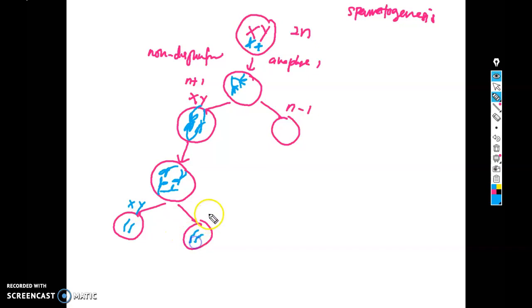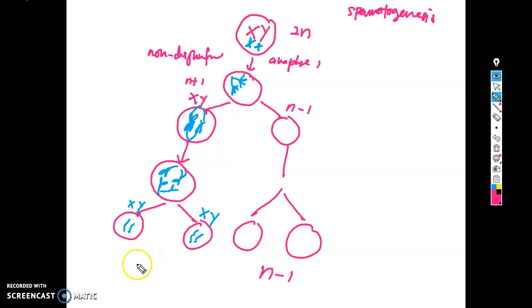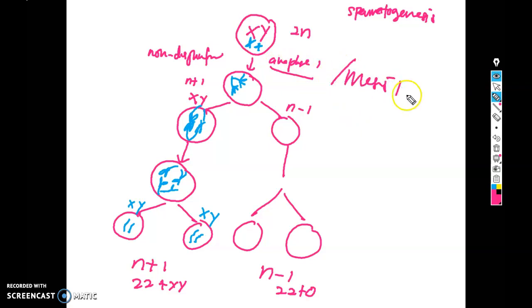X and Y. And here is like this. If we produce gametes with n minus 1 and n plus 1, which is 22 plus XY, and then this is only 22 plus 0. This is non-disjunction occurring during anaphase 1, or we call it meiosis 1.